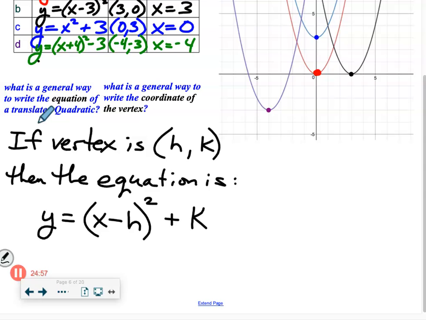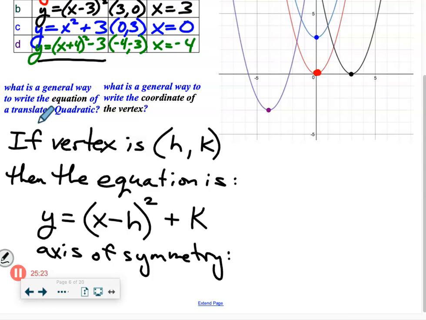So if I'm looking at this equation right here, I know without even a graph that my vertex is at -4 because I changed the sign, and then -3 because I keep the sign, right? So -4, -3 would be my vertex. And then my axis of symmetry would be x equals h. For this one, h is -4. Always the opposite. So it's always going to be x minus h.